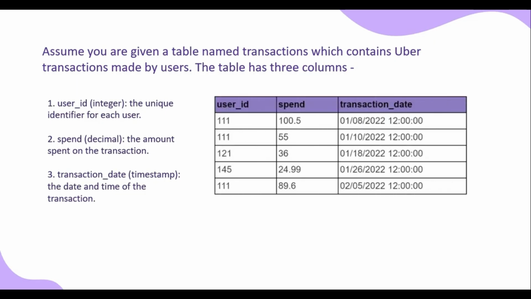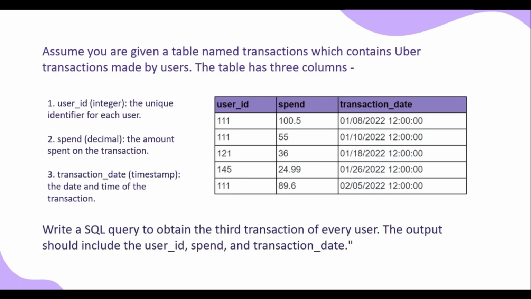So this is how your table looks like. It contains three columns: user ID, spend, and the transaction date. Now you have to write a SQL query to obtain the third transaction of every user, and the output should contain the user ID, spend, and the transaction date. So now in this question, you have been asked to find out the third transaction of every user. So let's understand with the help of input and output tables here.